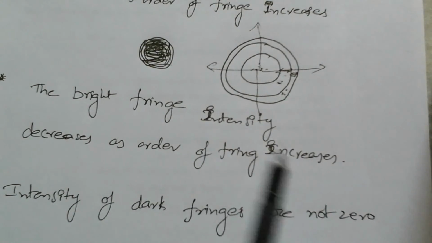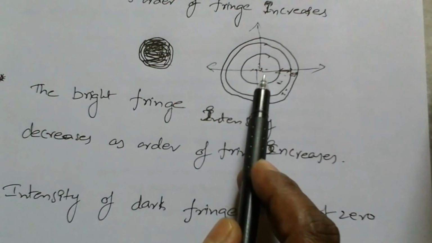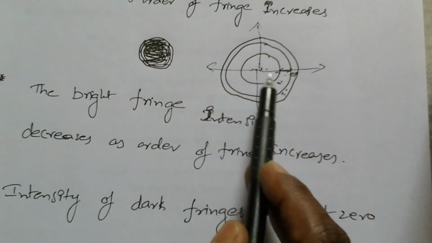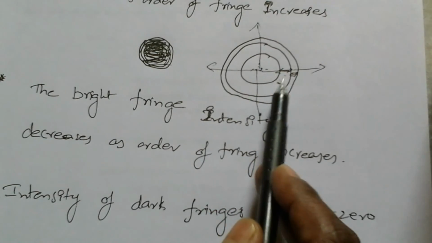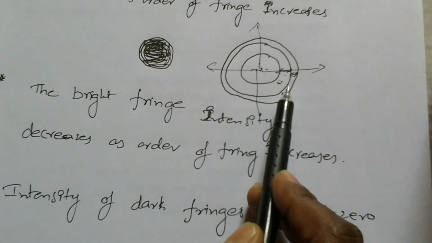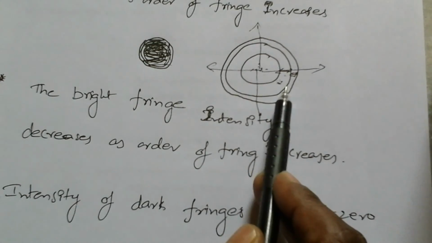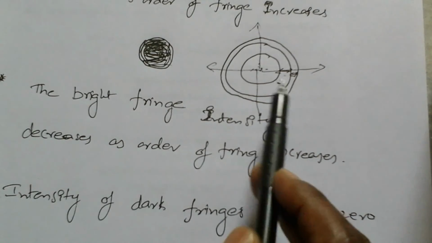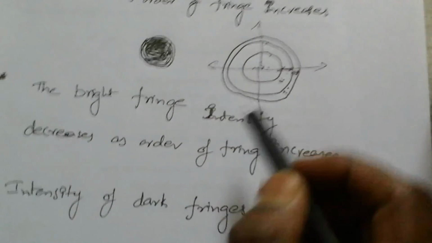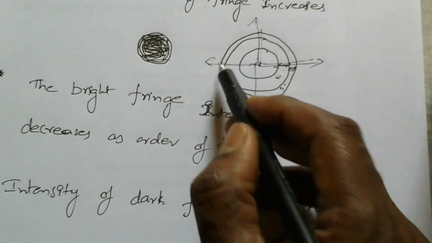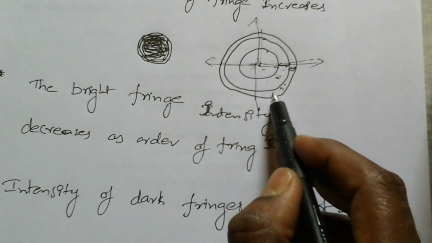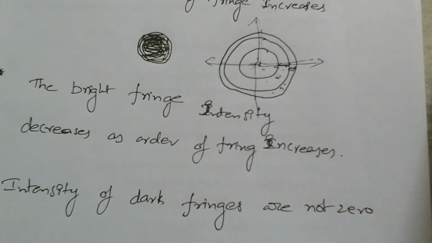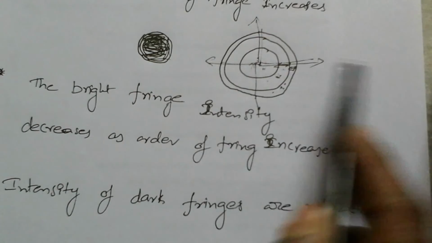See, the central bright fringe is the brightest, the next is less bright compared to the central one, and again less bright. If you compare these two, this brightness is less, and if you go to the next, brightness will be less again. So as you go in any direction, the intensity of the bright fringe decreases as the order of the bright fringe increases.